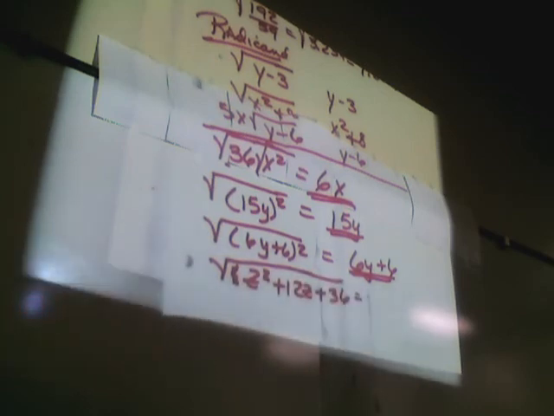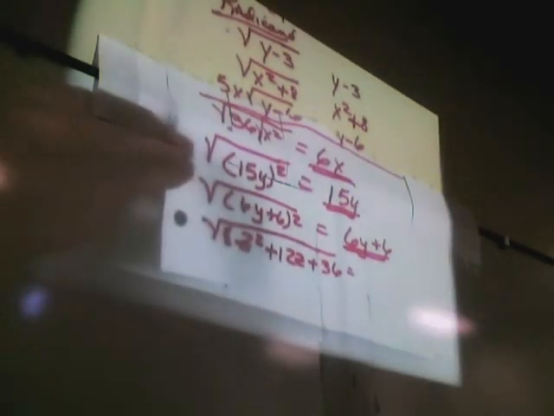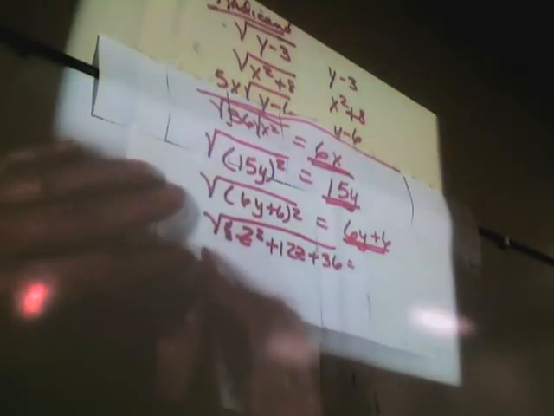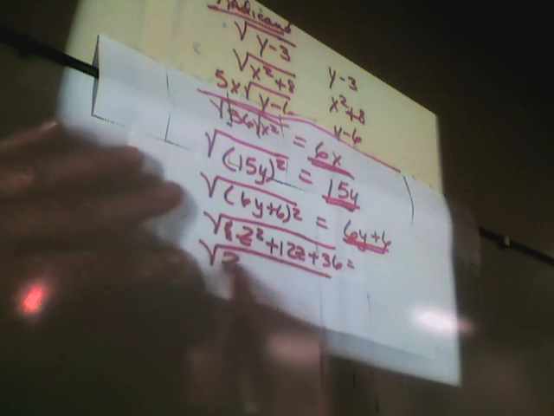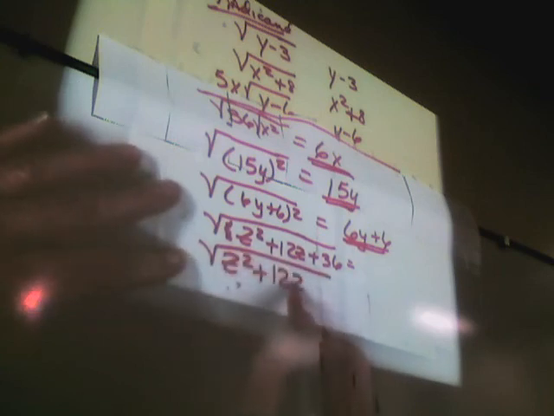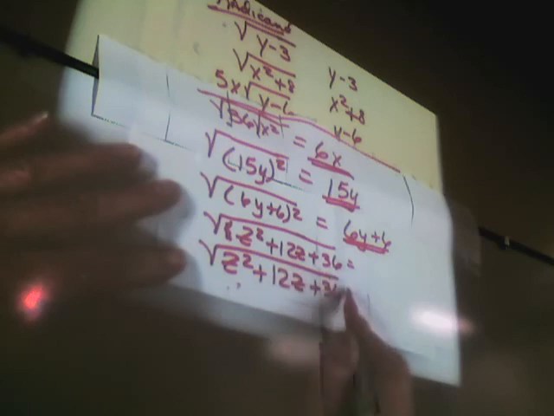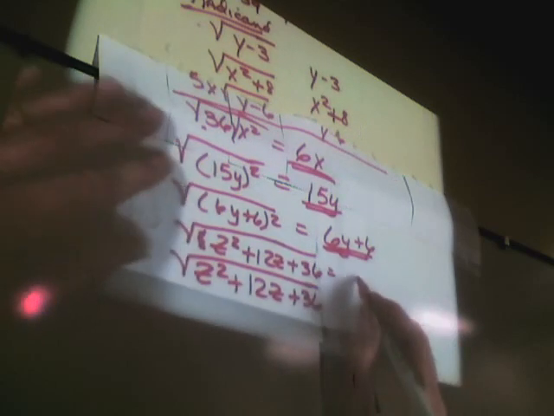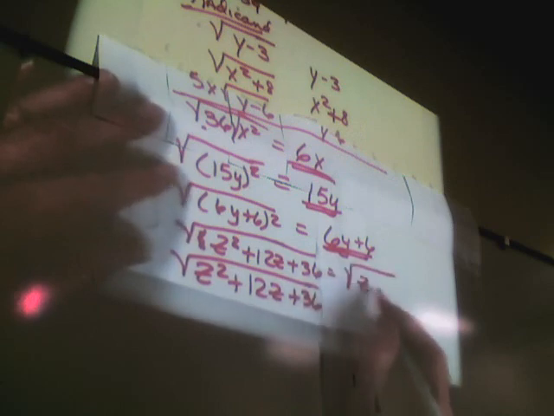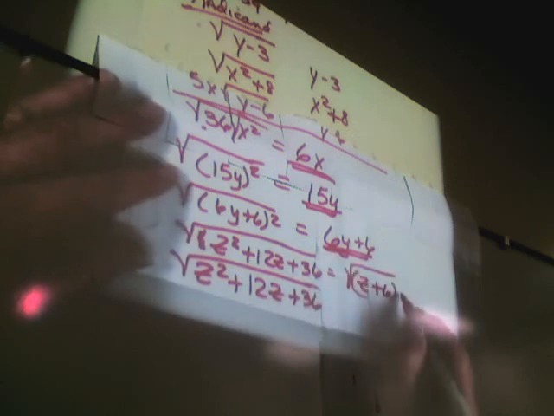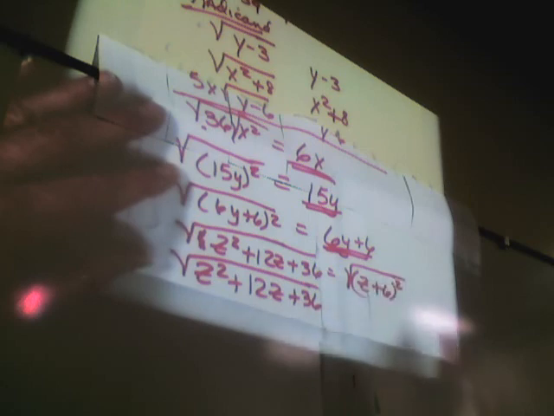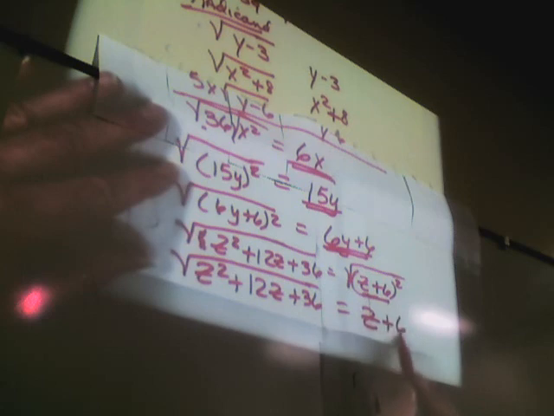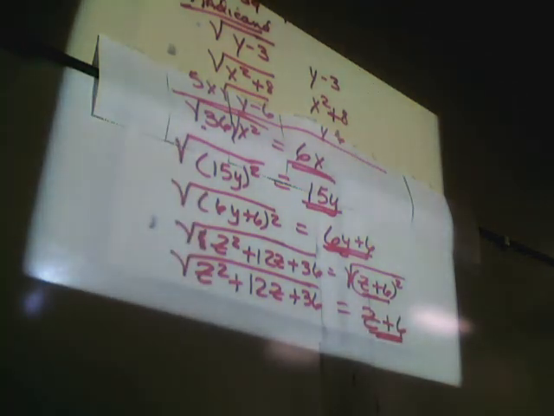Let's try factoring that. Rewrite that whole thing, Matt, please. Z squared plus 12z plus 36. Z plus 6 squared. So underneath there, it's going to be z plus 6 times z plus 6, right? Squared. So the answer is z plus 6. And that's all.